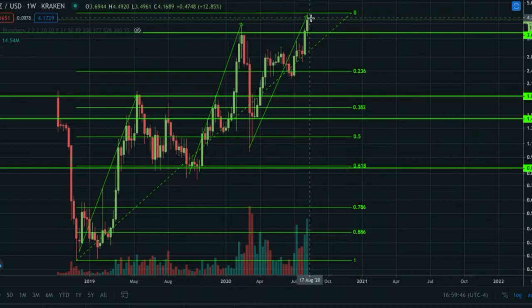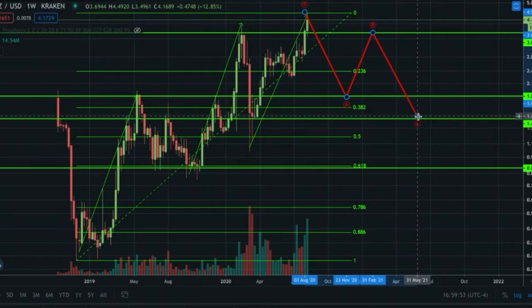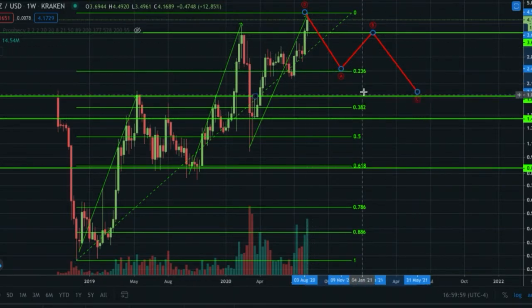Sorry about that. Anyway, so let's say we topped out right here and we get a 3-wave correction. So we come down here 1, 2, and then 3. Or it could be anything. I mean, it might be 1, 2, 3. Whatever it is, regardless, the fact of the matter is, what we're looking for is after that correction, we're looking to enter off of these key fib levels and then expect continuation to the upside.